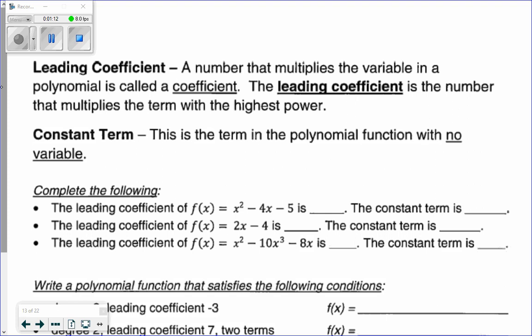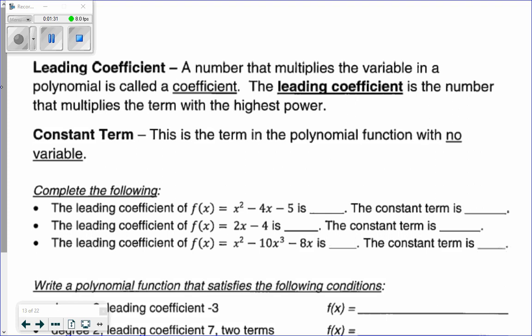So what we're going to do today is we're going to cover two more words, actually just one more word, leading coefficient. And then we're going to talk about some of the patterns that are always going to be there. And then we will do some examples and then we'll call it a day. Okay? Okay, so leading coefficient.